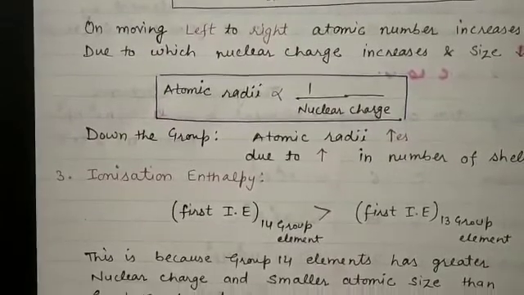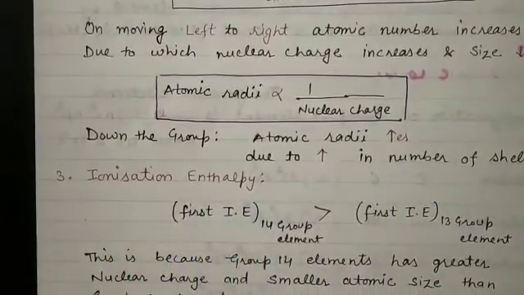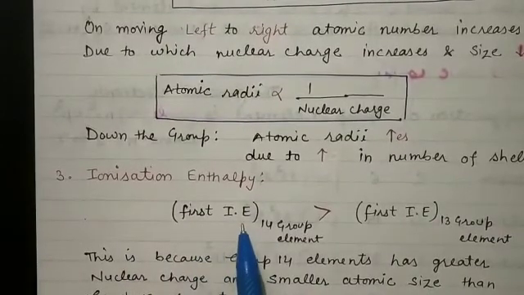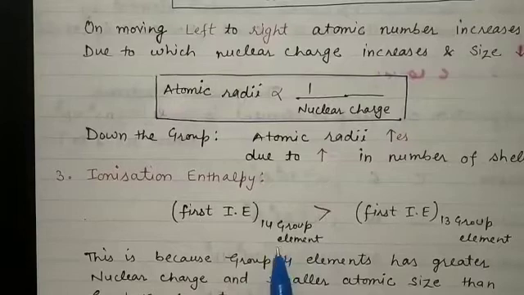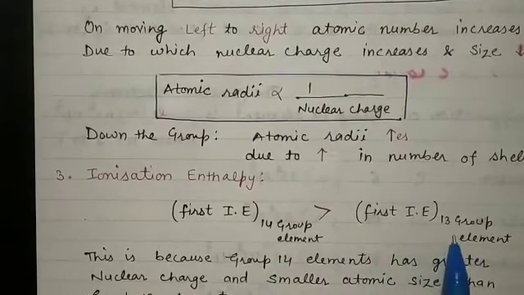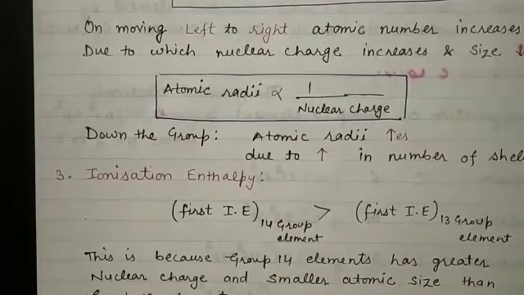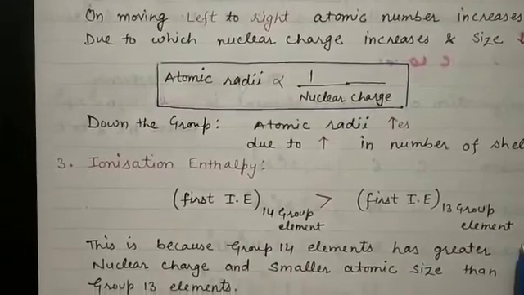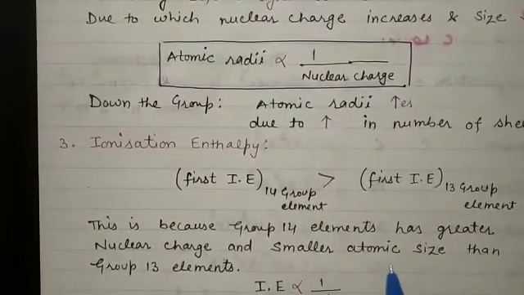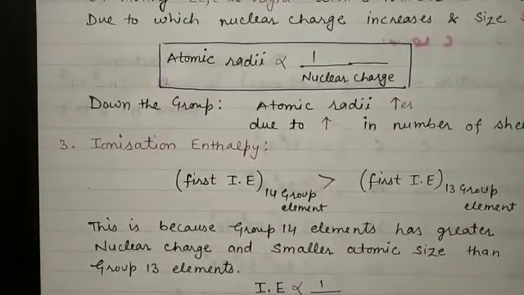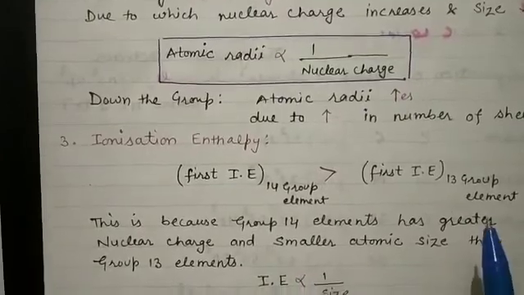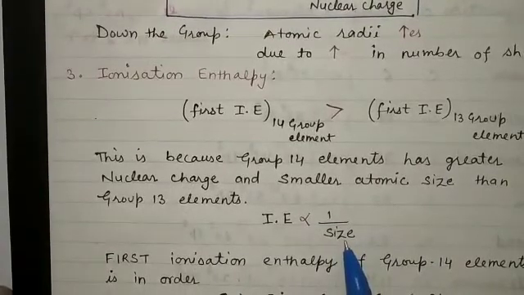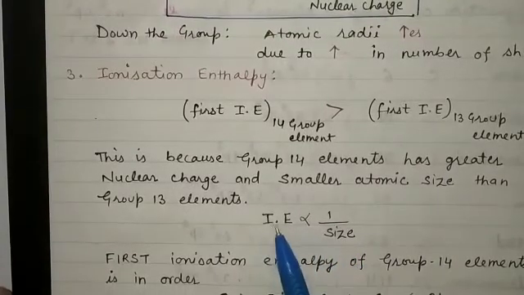Now next is ionization enthalpy. You will be surprised to know that the first ionization enthalpy of group 14 elements is greater than that of group 13 elements. Why does this happen? This is because group 14 elements have greater nuclear charge and smaller atomic size than group 13. Ionization enthalpy is inversely proportional to size: the smaller the size, the higher the ionization enthalpy.